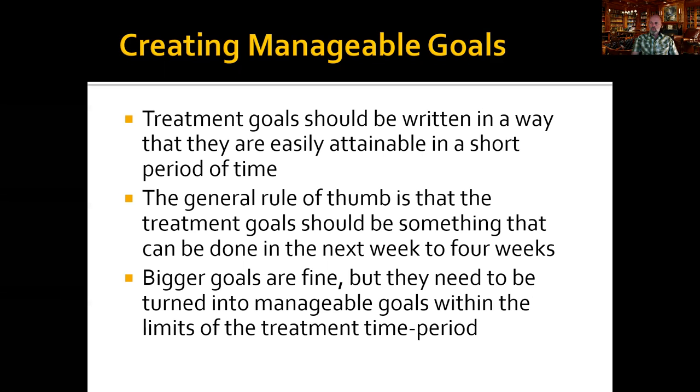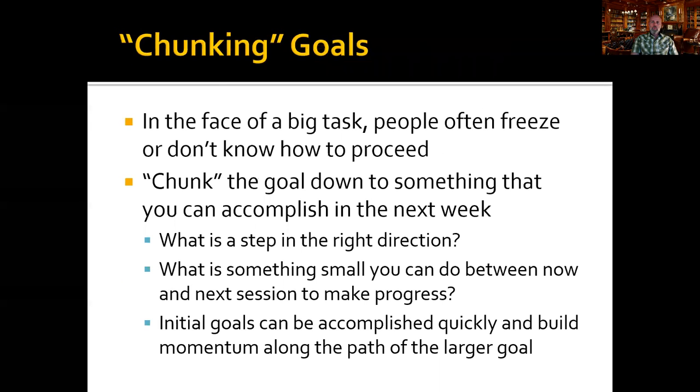So treatment goals should be short, attainable, something that you can accomplish in a short period of time. The bigger goals are fine, but they need to be turned into manageable goals within the limits of whatever the treatment time period is. What I mean by that is if a person is in treatment for 60 days and the family is working with you for that 60-day period, then we don't want to write treatment goals that are going to take 6 months to accomplish, because that'll go beyond the treatment time period. So again, we want to make the goals small. One way to make goals small is to chunk them down.